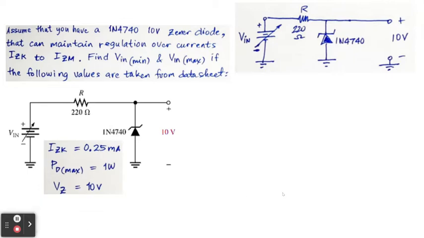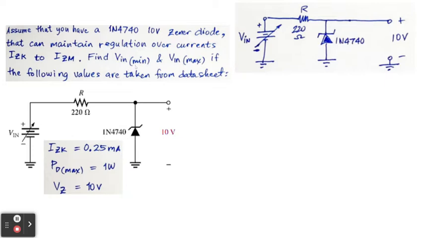Okay, so just to continue with what I am discussing. In this circuit, you will see that the Zener diode used was 1N4740, and it has no load resistance here. The IZK, the minimum Zener current, is given as 0.25 milliamperes, and the PD max, or the maximum power dissipated by the Zener diode, is equal to 1 watt, and the Zener voltage is 10 volts.